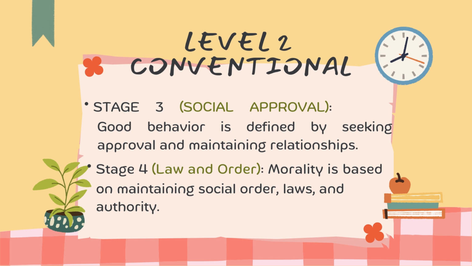Level 2, conventional reasoning. This level emerges during adolescence and continues into adulthood. You might be wondering, what's the connection between conventional and adolescence? This is where Santrock's developmental task comes in.